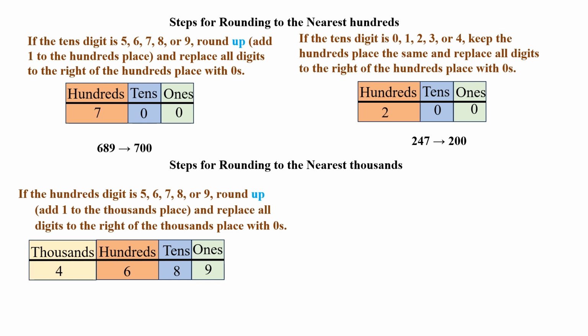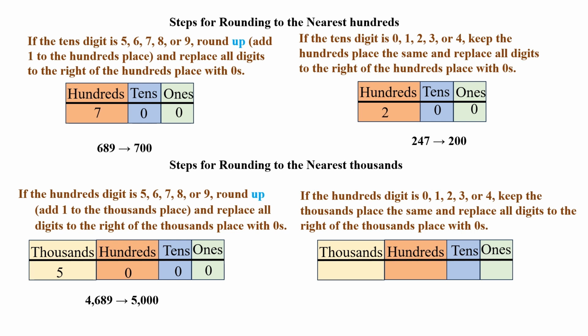4689. Now you add 1 to 4 and replace the digits in the hundreds, tens and ones place as 0. So we get here 5000. 4689 is rounded to 5000. If the digit in the hundreds place is 0, 1, 2, 3 or 4, keep the thousands place the same and replace all the digits to the right of the thousands place with zeros.